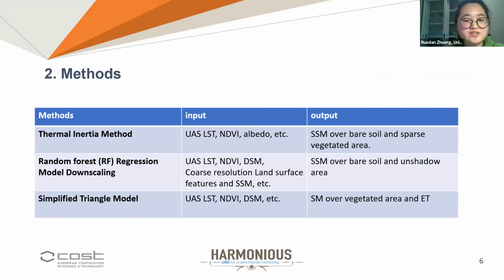To generate high-resolution soil moisture, 3 methods were recommended. The thermal inertia method is a reliable way to obtain soil moisture over bare soil and low vegetated areas. The random forest regression model provides a possibility to downscale coarse resolution satellite-based soil moisture products with the help of several land surface features. The simplified triangle model can provide not only soil moisture over vegetated areas, but also the evapotranspiration.